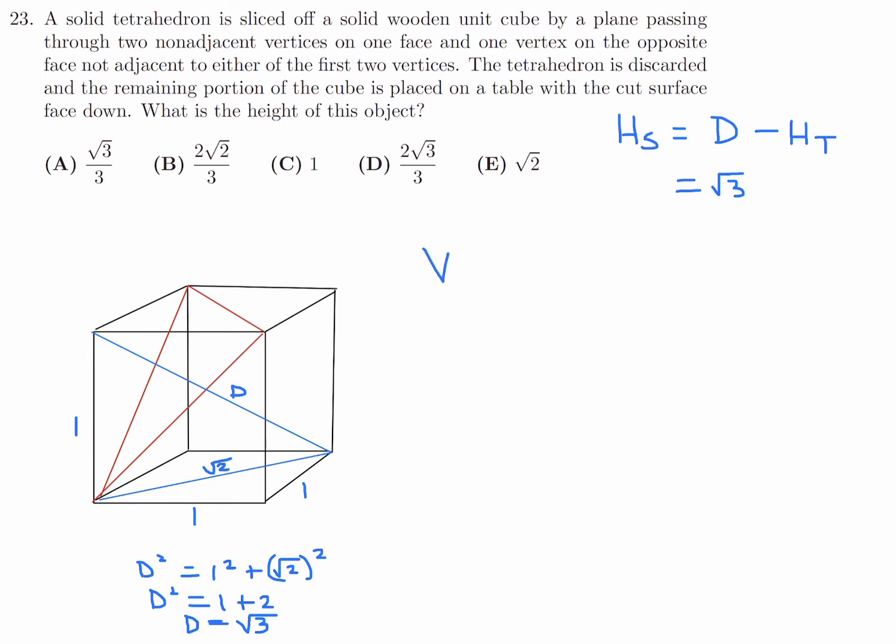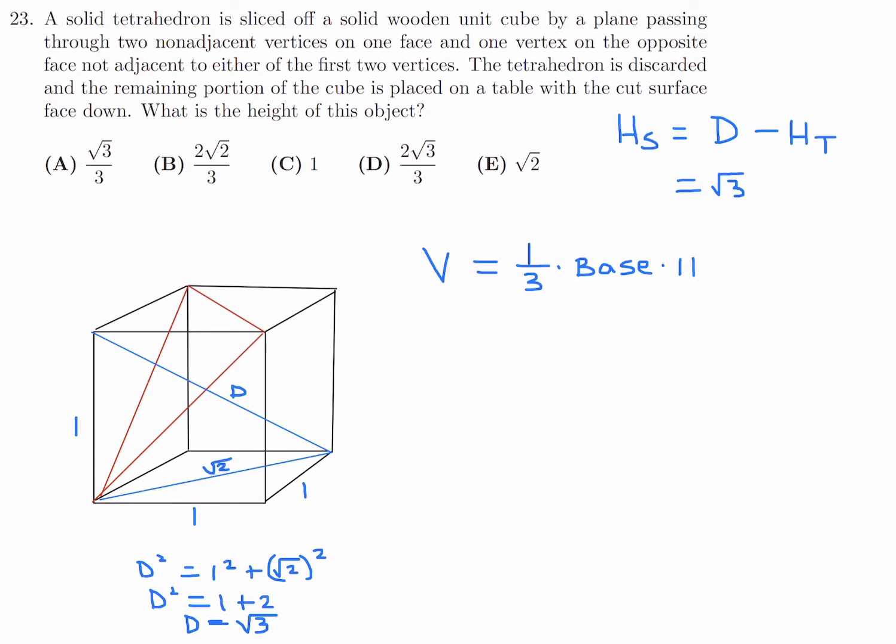Well, first of all, what is the volume of a tetrahedron? It's 1/3 times the area of the base times the height. And in this tetrahedron, we can look at it in two different ways. And in both ways, we can figure out the volume, and then we can equate them.